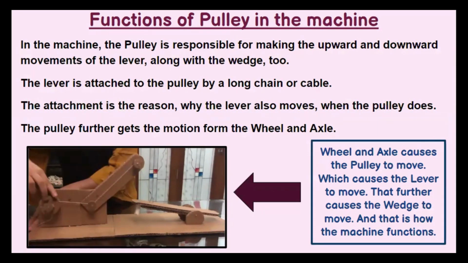There is a picture over here, and the explanation of the picture is like so, that the wheel and axle causes the pulley to move, which causes the lever to move, that further causes the wedge to move, and that is how this machine actually functions.